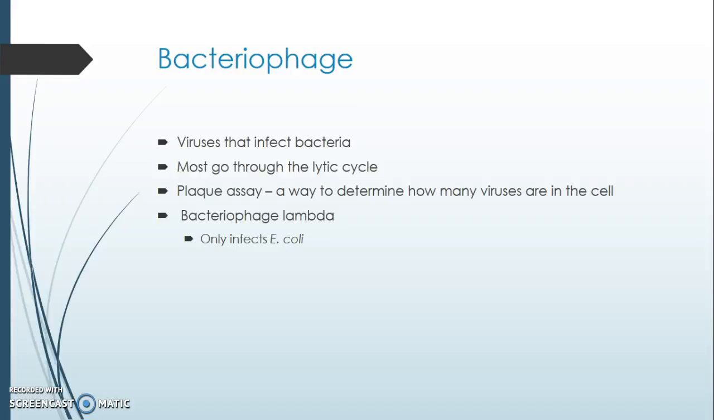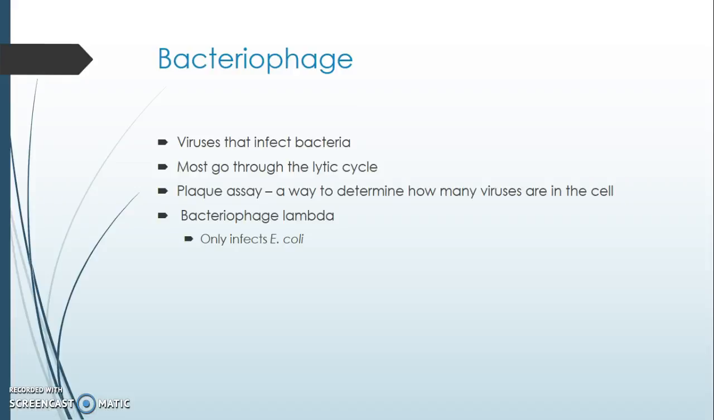A bacteriophage is a virus that infects bacteria. Most bacteriophages go through the lytic cycle without going through lysogeny. Lysogeny is a lot of times just for eukaryotic cells, whether it be plants or animals. But what we're going to be doing is a plaque assay. It's a way to determine how many viruses are in a specific sample, not a cell. It's supposed to say sample here. And we're going to be studying specifically bacteriophage lambda.